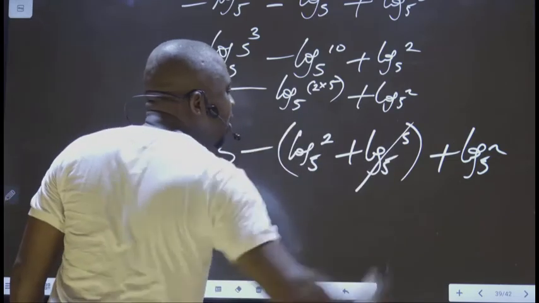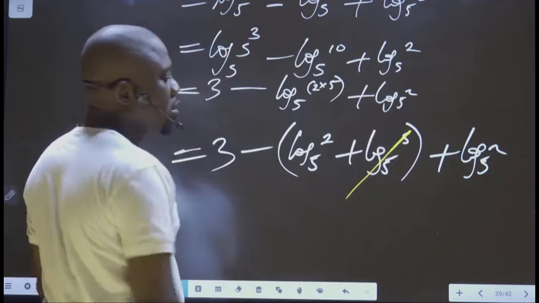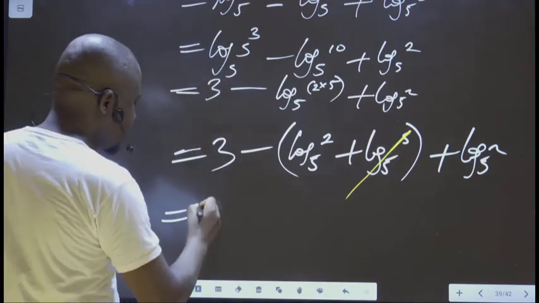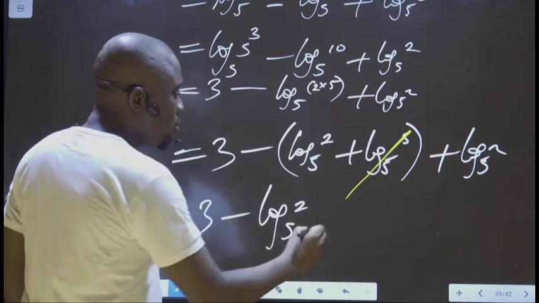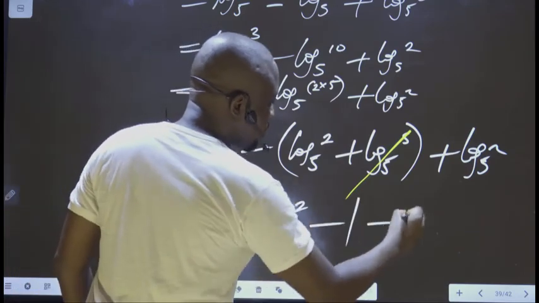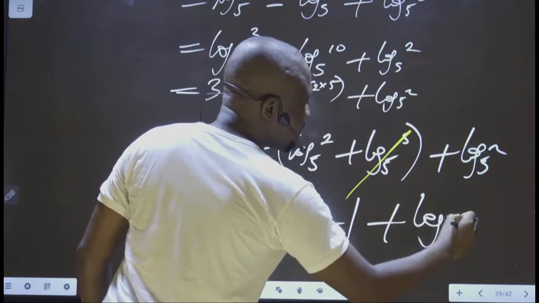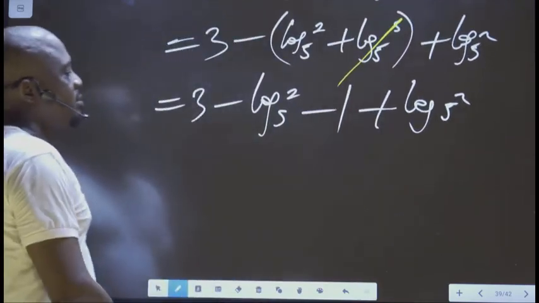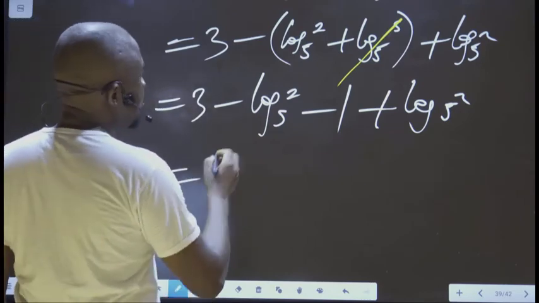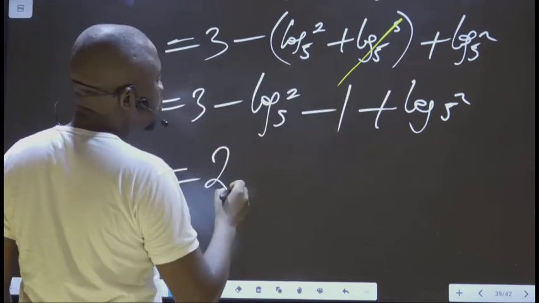And this alone will produce what? So this is 3 minus log 5 raised to the power 2 minus 1 plus log 5 raised to the power 2. Okay? This is equal to 3 minus 1, which will give us 2.